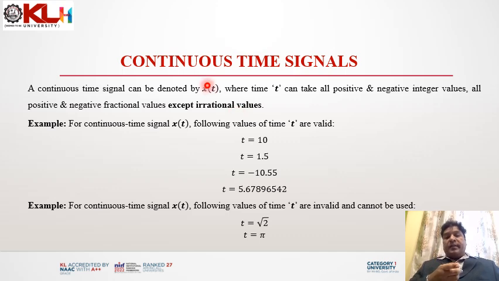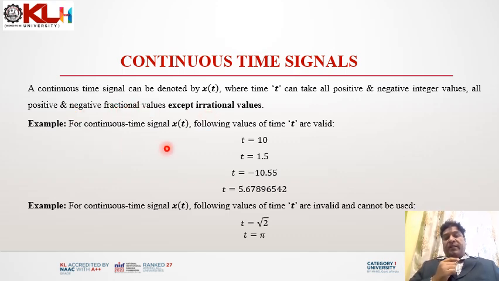Now here we are going to explain more detail about continuous time signals. The continuous time signal is denoted by x of t, and you have to note down that the independent variable is the time. The continuous time is denoted by t, and this t can take all positive and negative integer values and all positive and negative fractional values as well, except irrational values.